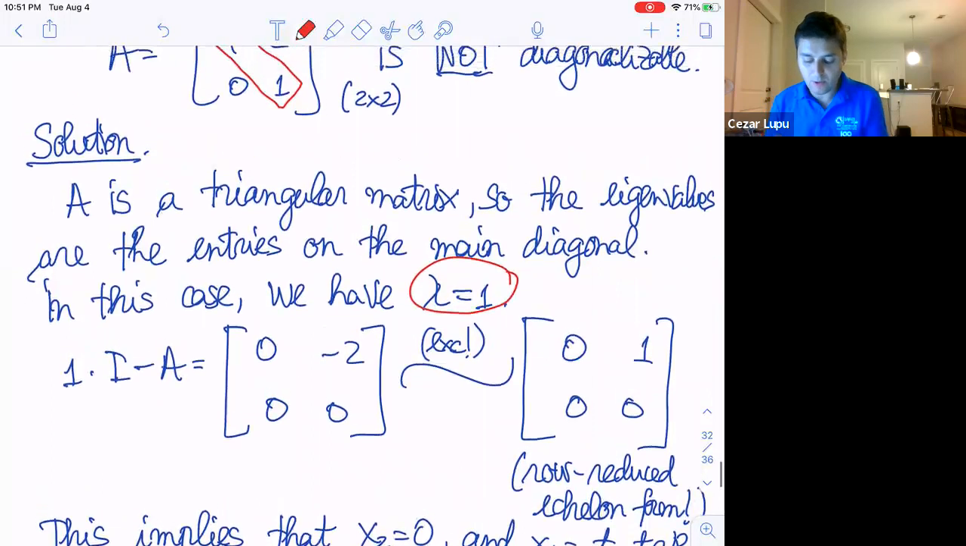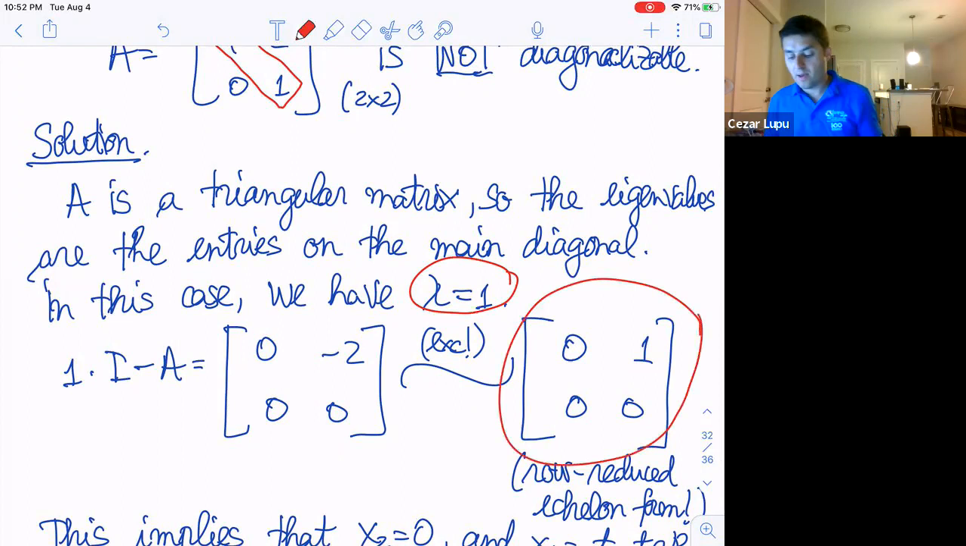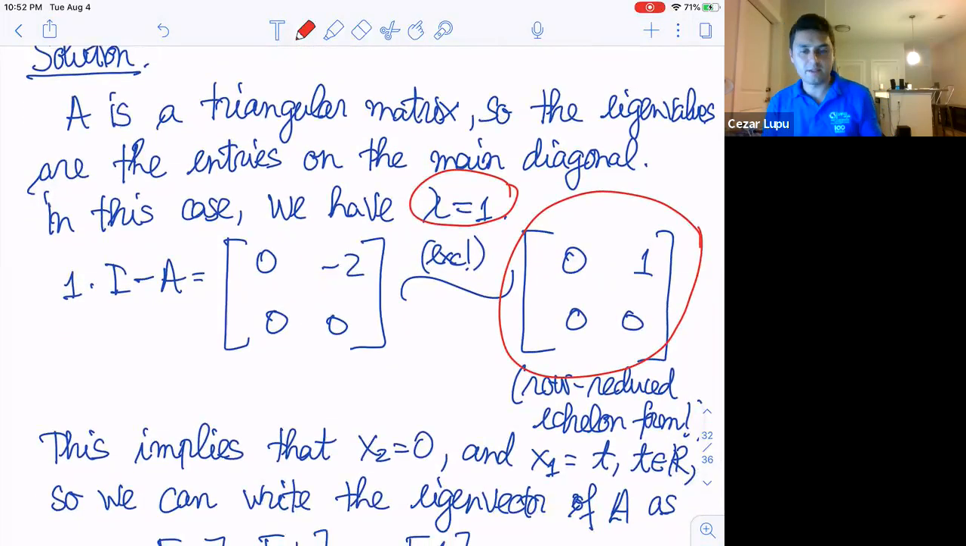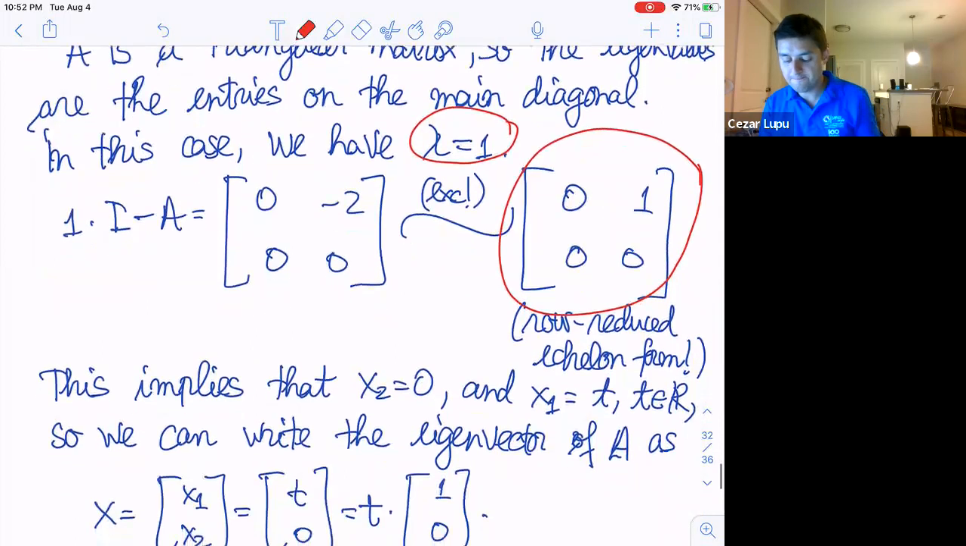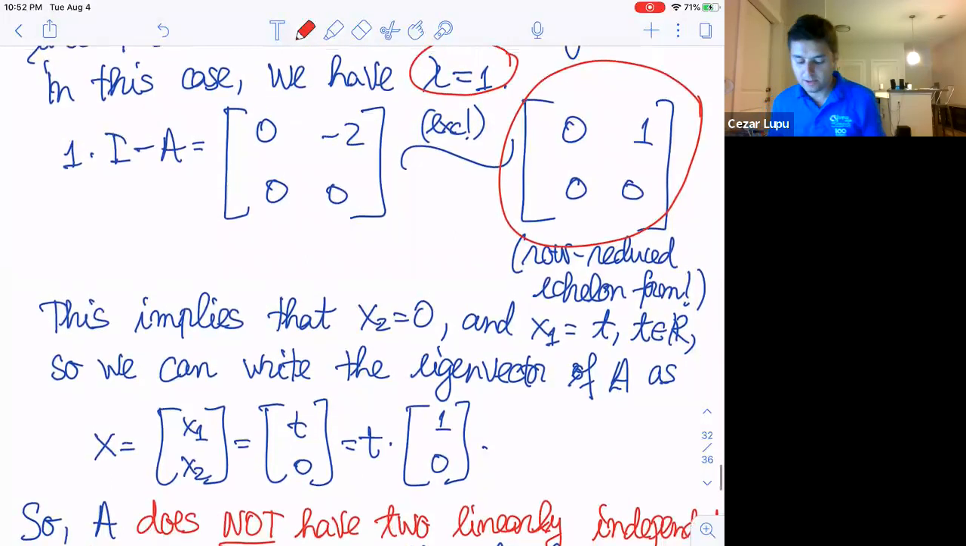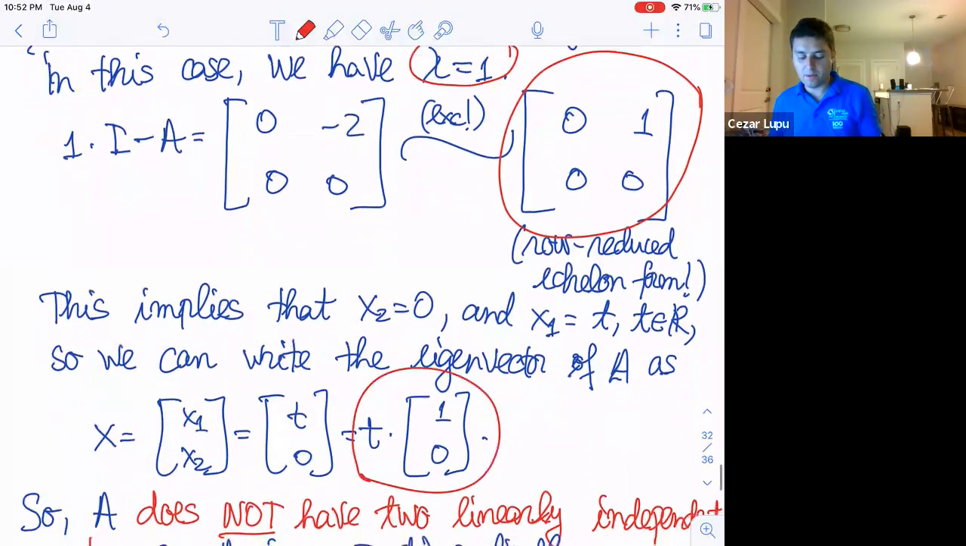So as you can see, if we want to find the corresponding eigenvector, we just take 1 times the identity minus A, which is this matrix. And I'll leave it to you as an exercise to show that its row-reduced echelon form matrix will look like this. Well, this will imply that x2 is 0 and x1 is t, with t some real number, and then we can write the corresponding eigenvector of A as this one here. So it's t times the vector (1, 0).